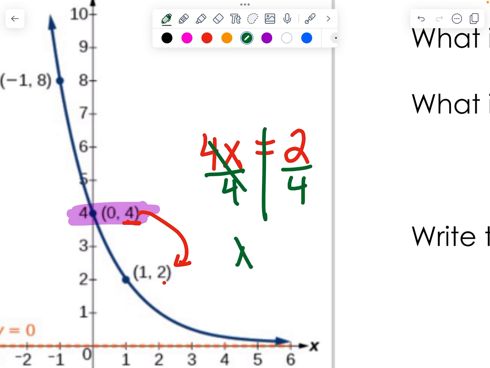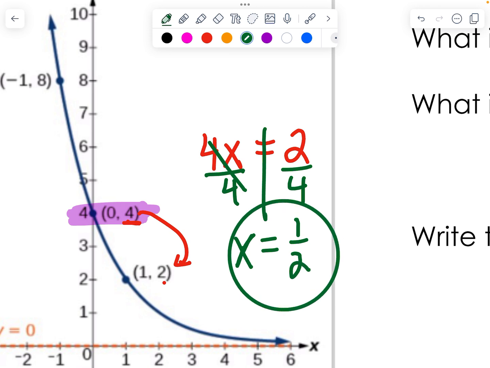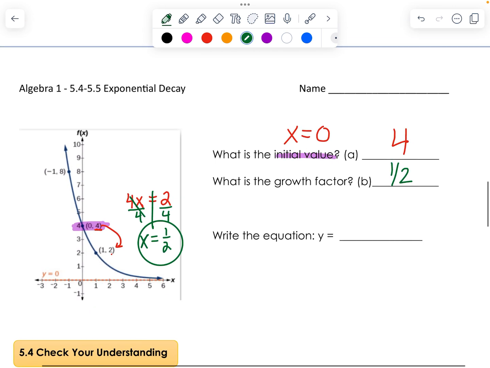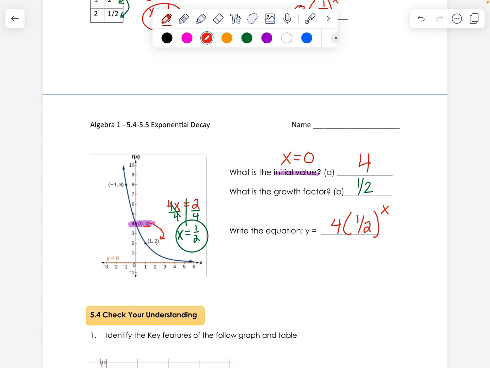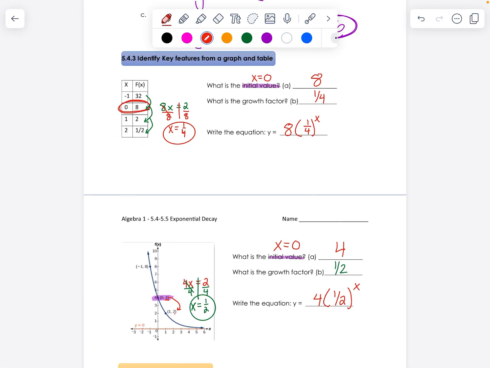So we get x equals 1/2. Again, you can use Desmos to get this reduced fraction. So that's our growth factor. Then when we write our equation, we would have 4 times 1/2 to the x. So hopefully this feels familiar from the previous lesson.